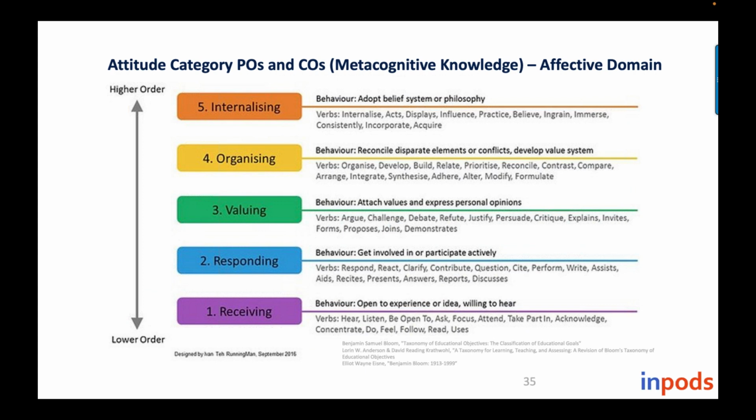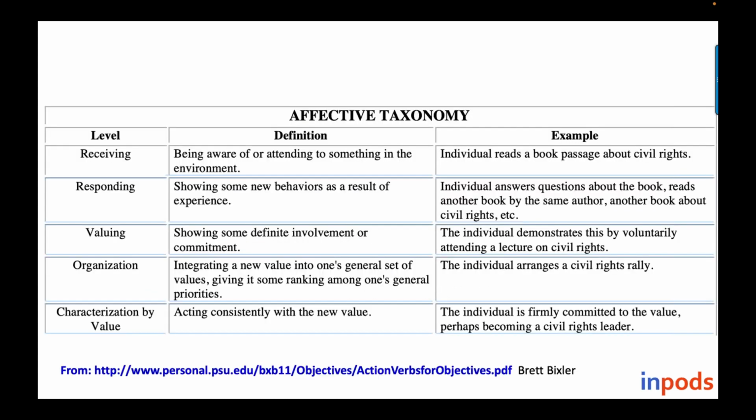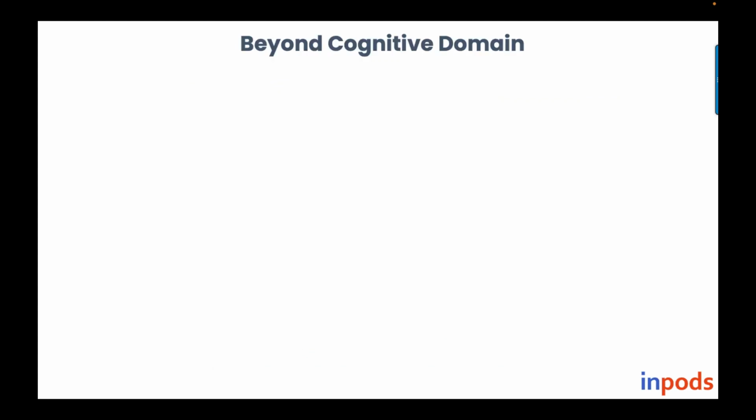Likewise, this is the attitude category, or the affective domain taxonomy, which is also rewritten by many education researchers later on. This is one of the examples, and you can obviously know more about it from various resources on the websites on the internet. So these are the different levels of the affective domain taxonomy. So we have to consider all these knowledge dimensions, right?